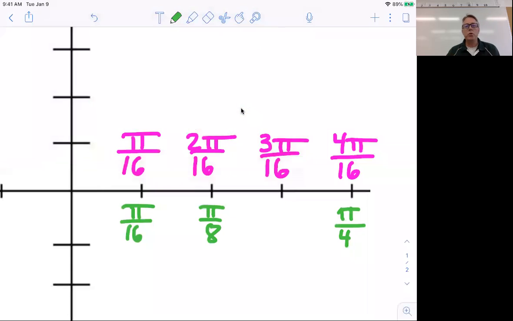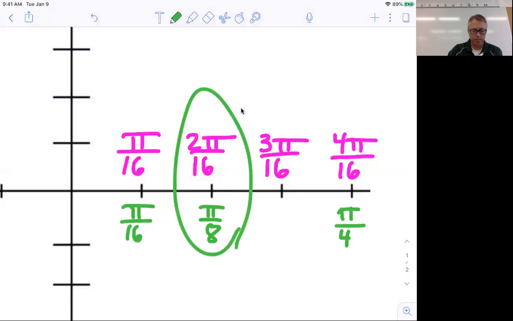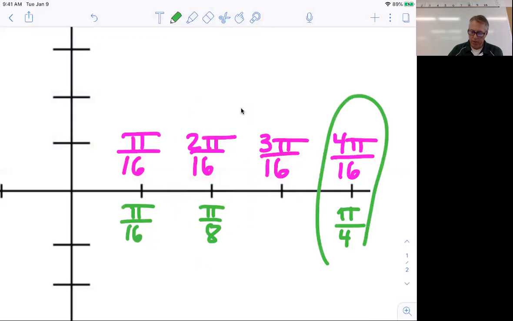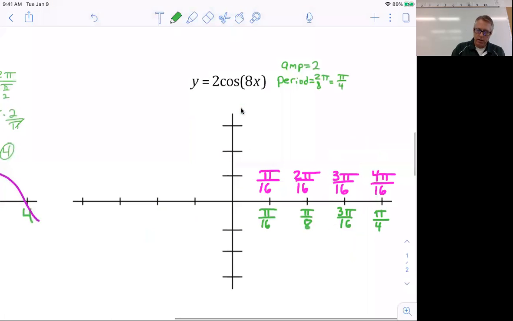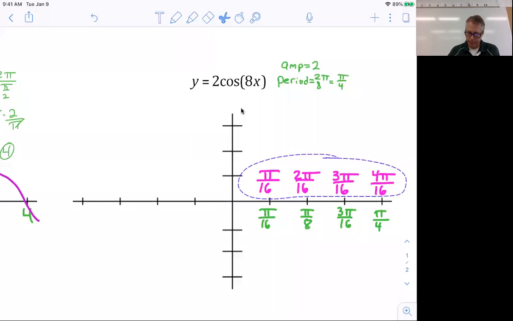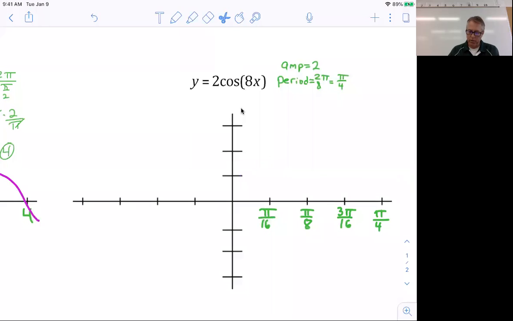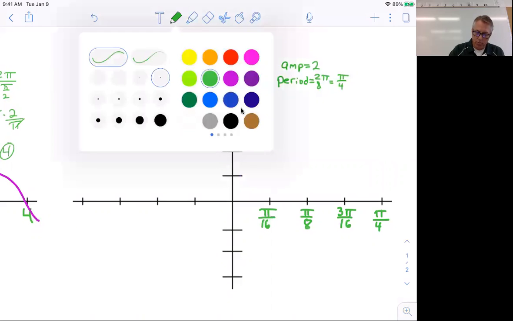Now, once you do that, though, you have to reduce the fractions. That's why we got pi over 8 here, because pi over 8 is 2 pi over 16 reduced. And pi over 4 is 4 pi over 16 reduced. Now, 3 pi over 16 doesn't reduce, so that third notch we're just going to keep as 3 pi over 16. And I'm going to get rid of all these because they're not reduced fractions. So there's our amplitude. There's our period. So now I'm ready to graph it.